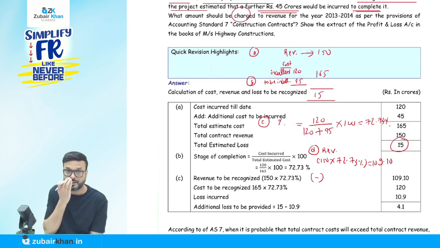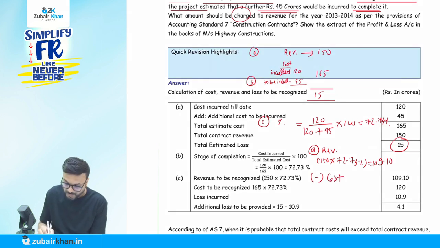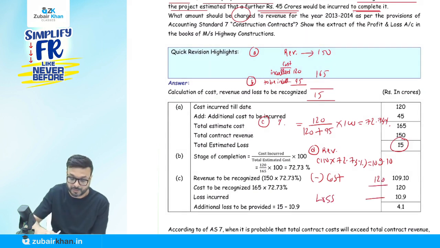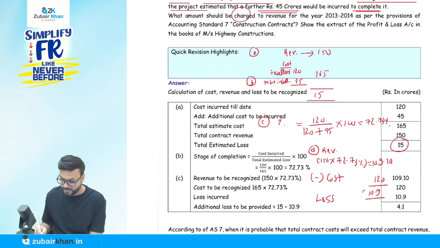There is no previously recognized revenue. So what will I recognize here? The cost. How much cost do we have? Total cost is 165, but if you calculate 72.73% of it, it comes to 120 only. So here it is 120. So I have the loss for this year. Loss for this year, how much? 109.10 minus 120 comes to 10.9. This is a loss for the first year only.